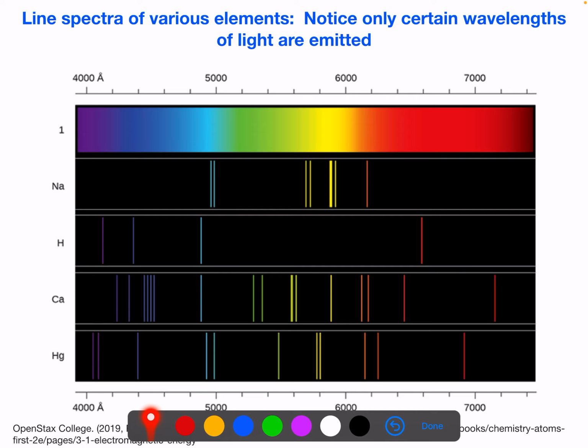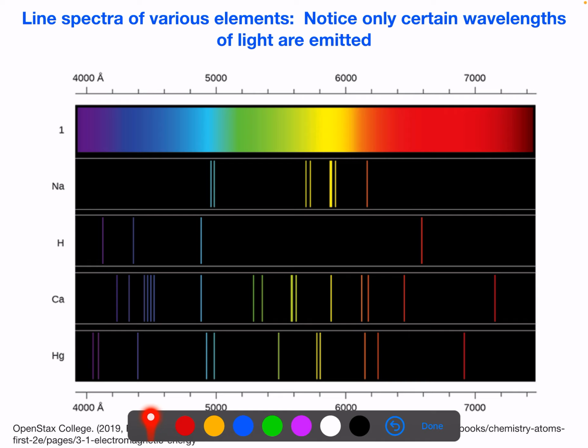So you can start to see sodium gives these two yellow lines, an orange and a blue; hydrogen, purple, blue, blue, red; calcium shown here, mercury shown here. So different elements will give different line spectra. And you can actually use this to identify what elements are present, because each element will give a unique line spectra of wavelengths of light.